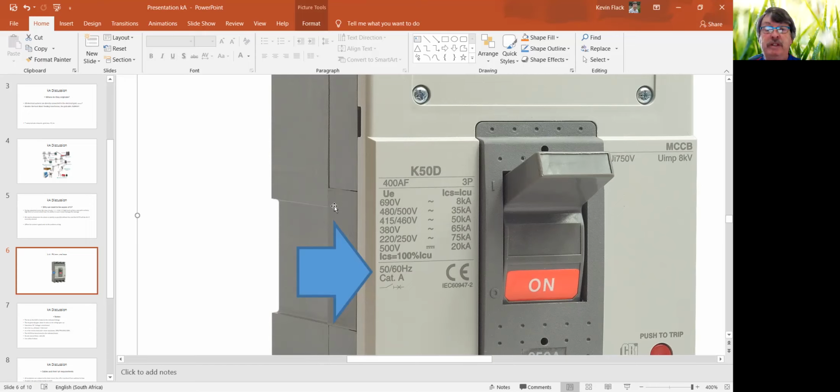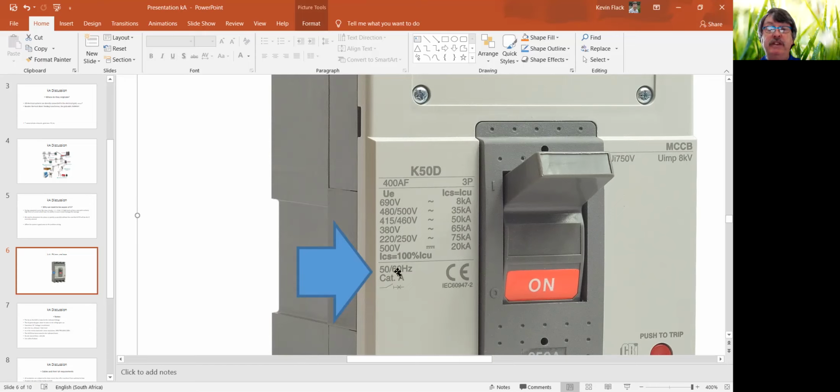If we have a look at this particular one, we can see that at 690 volt, it's rated at 8 kA. Up to 500 volt, 35 kA. 460, 50 kA. 380, 65. 250 volt to 220 volt, 75 kA. And if you just look here, you can see that the 500 volt is a DC rating of 20 kA.